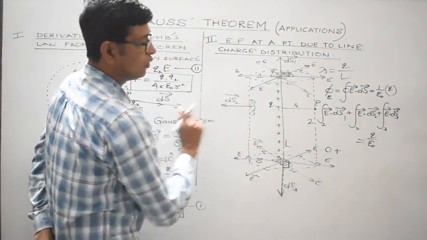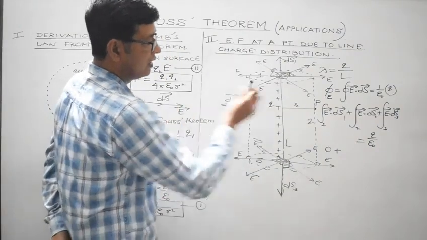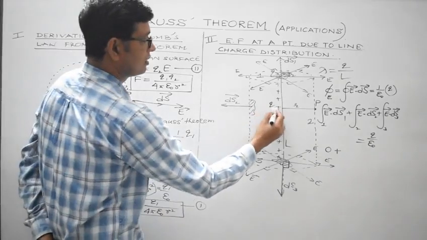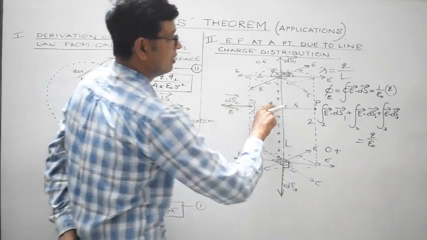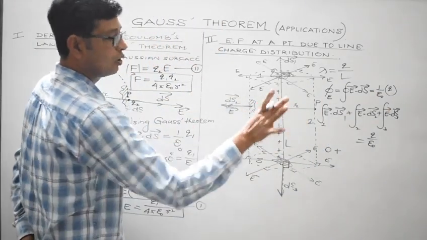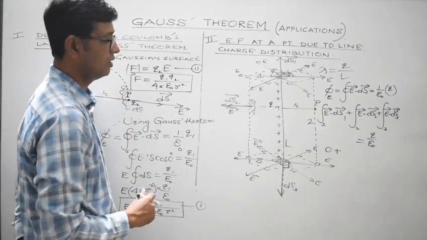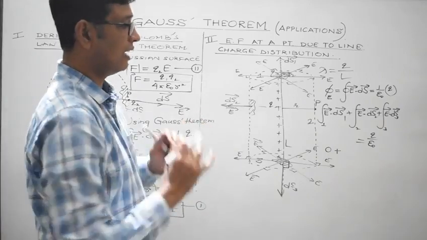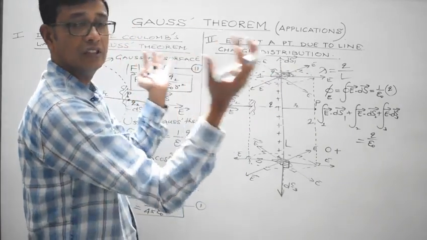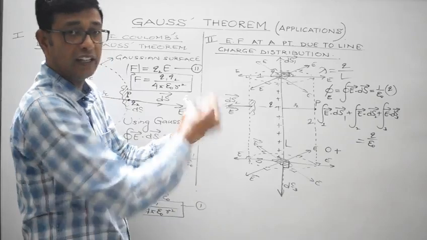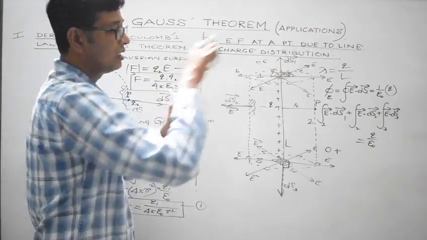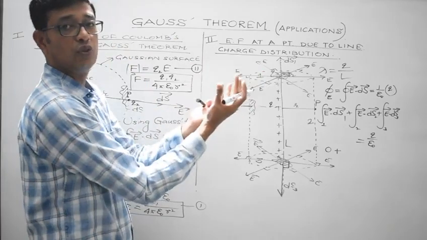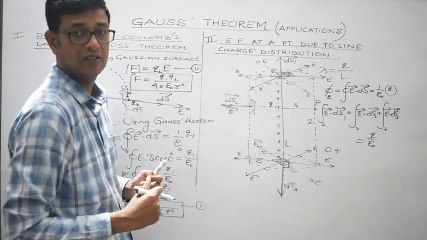And consider the second one. Electric field is in the radially outward direction. So what's the angle between the electric field and this area vector? This is the direction of the electric field, along this direction, radially outward. So the angle is 0 degrees over here. Consider the curved surface. All the field lines from the line charge will be crossing the curved surface in a direction perpendicular to it. So it is only the curved surface which will contribute towards the flux, right?